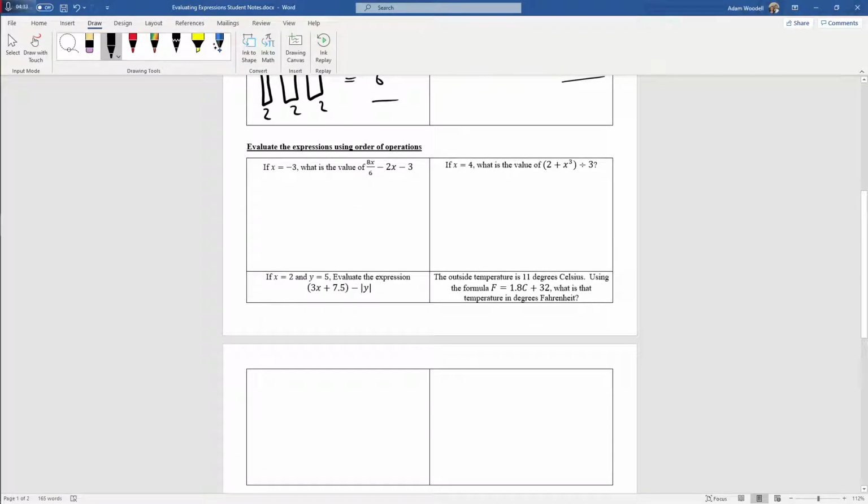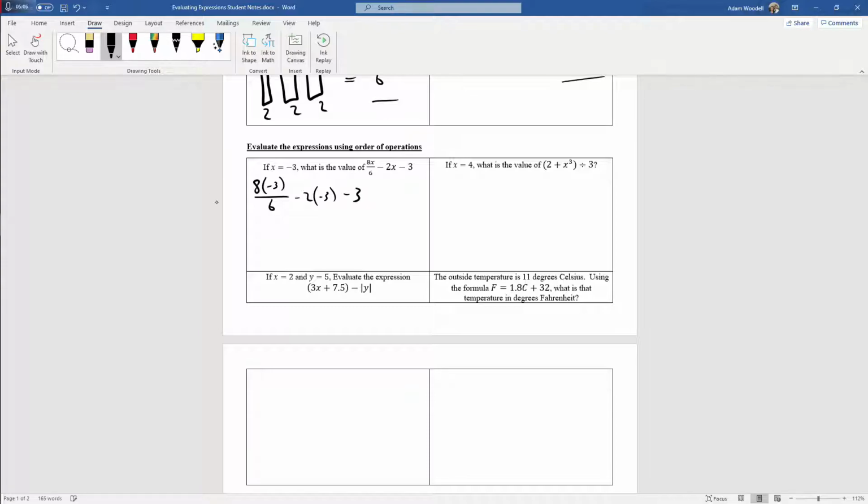We're going to do a couple more together, and I'm going to give you guys the rest to work on your own as practice. So again, I have my expression. The first thing I need to do is replace those variables with my actual number. So I have 8x divided by 6, right? That fraction bar means divide. So I'm going to do 8 times x, and keep those parentheses, divided by 6, minus 2 times x.